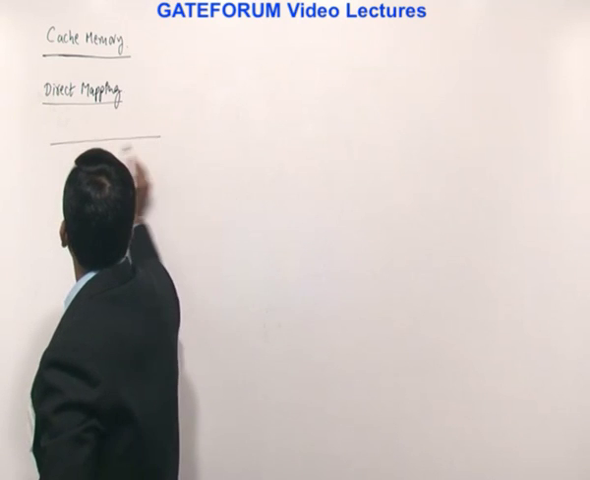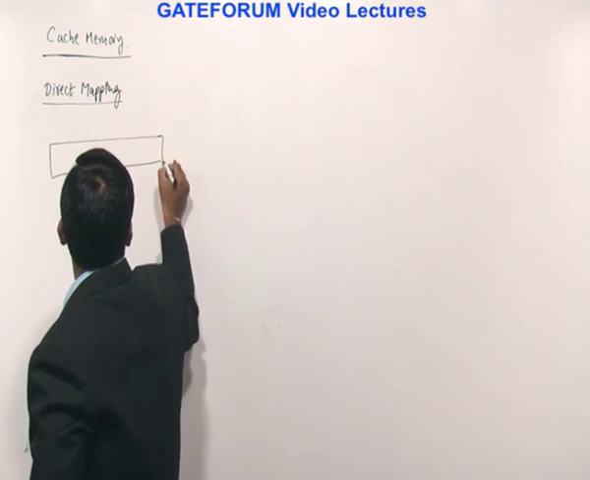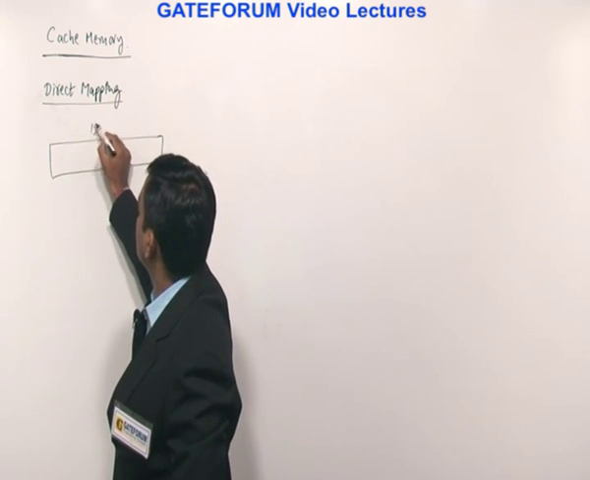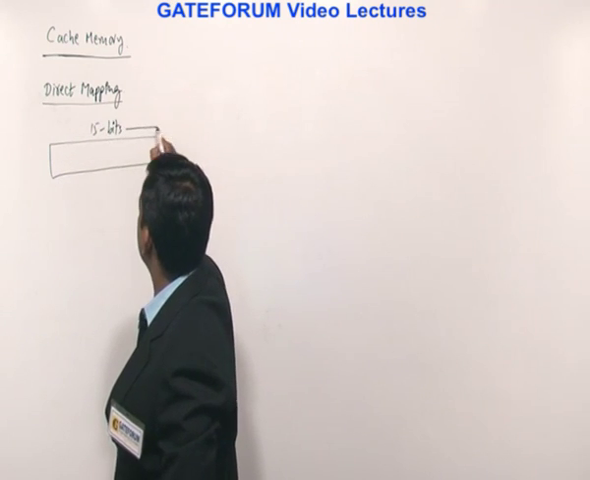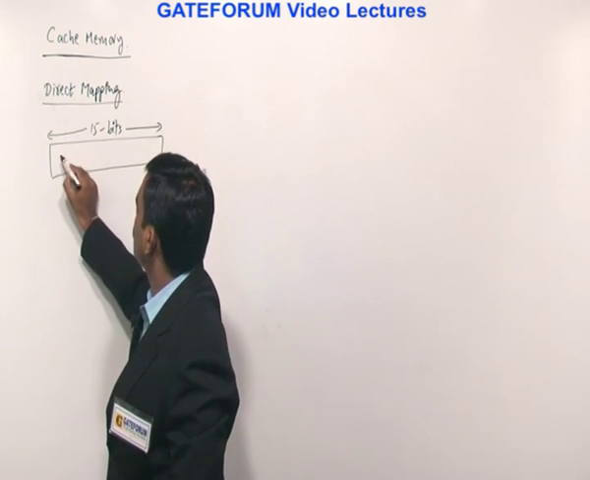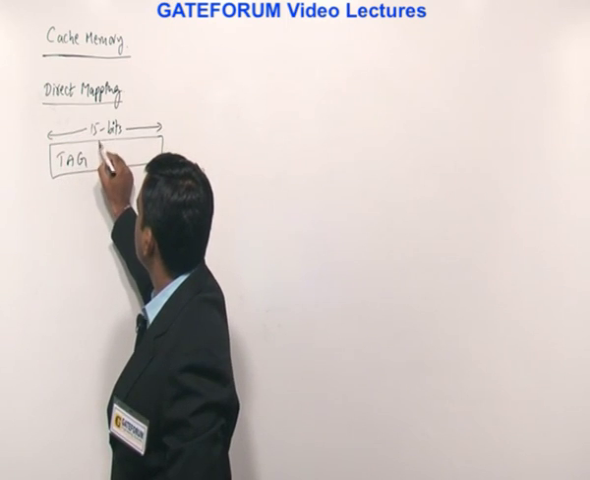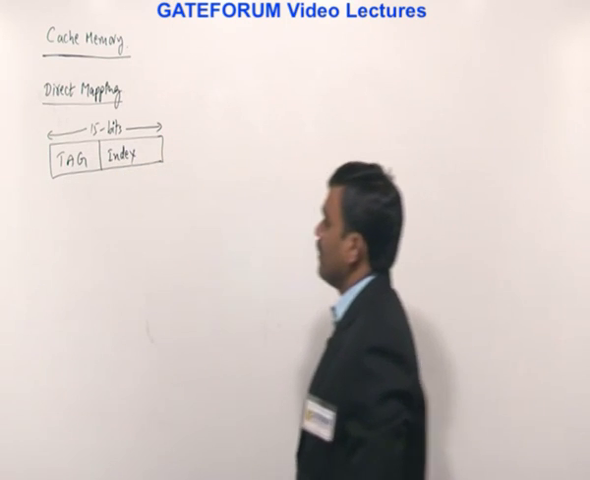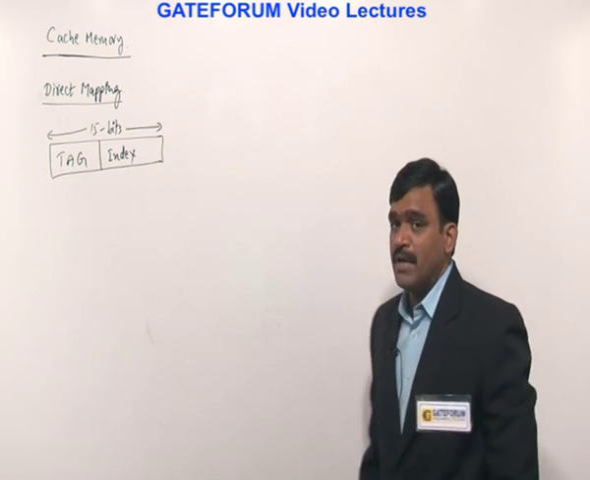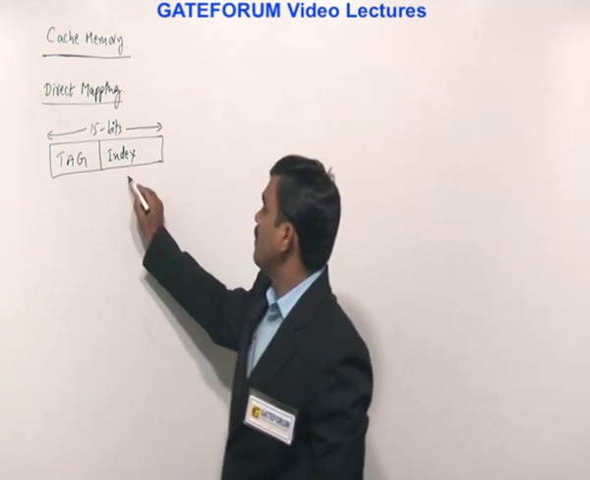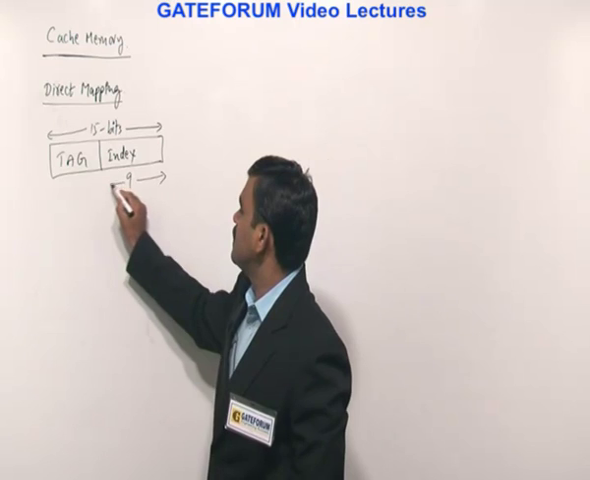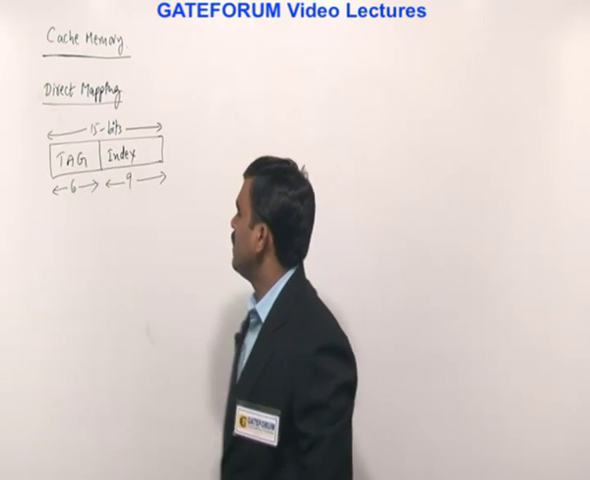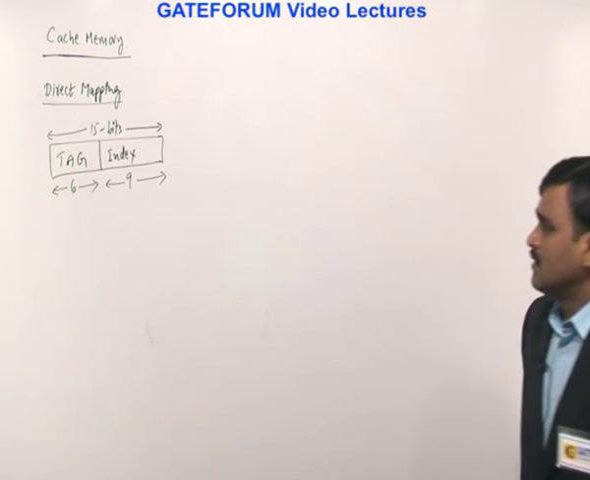When the argument register has a 15-bit address, how many bits will be there in the main memory address? A 15-bit address will be there. This 15-bit main memory address will be divided into two parts: one is the tag, the other is the index. The number of index bits is equal to the cache memory address bits. So there will be a 9-bit index and the remaining bits will be used as the tag. The tag is the remaining 6 bits.